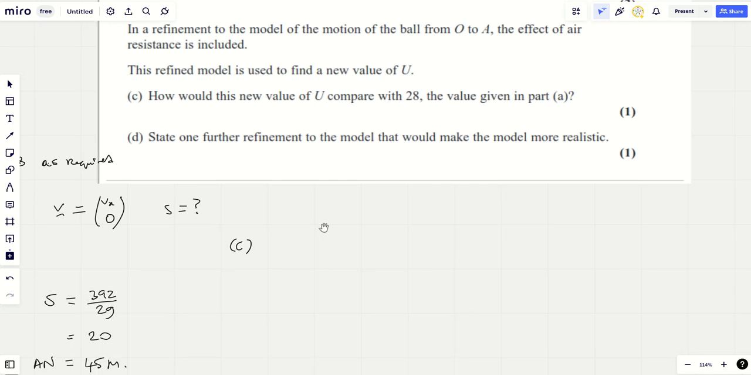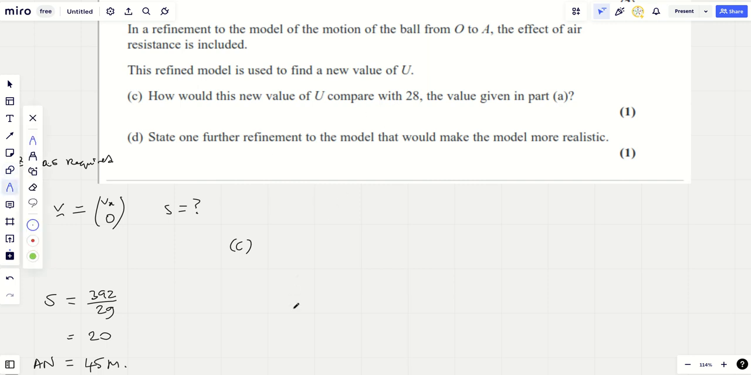Okay, in a refinement to the model of the motion of the ball from A to O to A, sorry, the effect of air resistance is included. They're actually going to ask you how air resistance affects answers, which is good. I always think it's important that you actually talk about what air resistance would do. The refined model is used to find a new value of U. How would this compare to the old value of U?